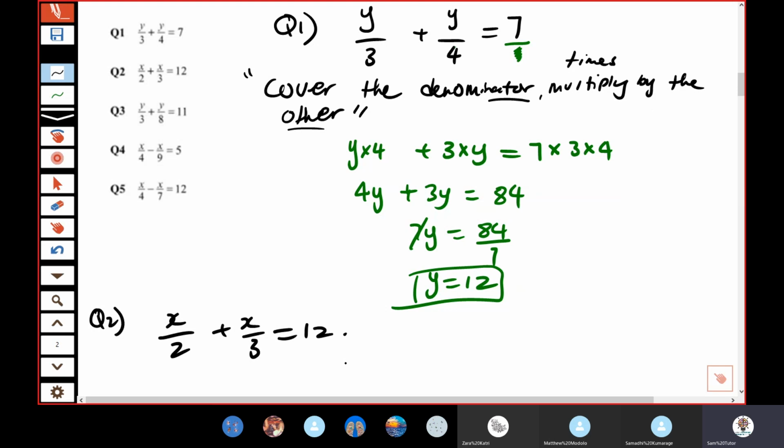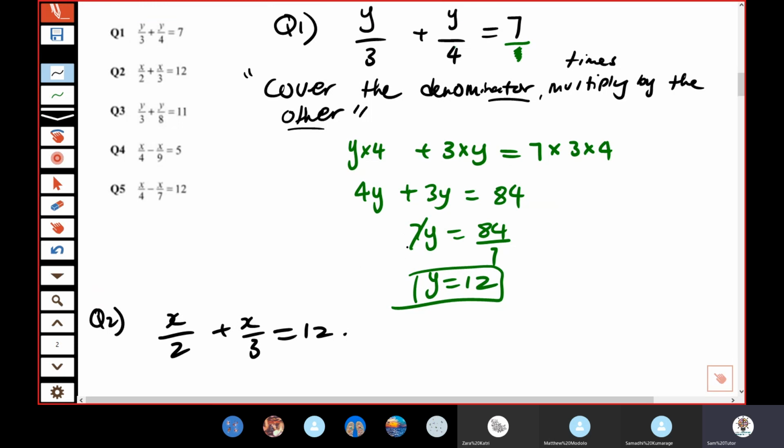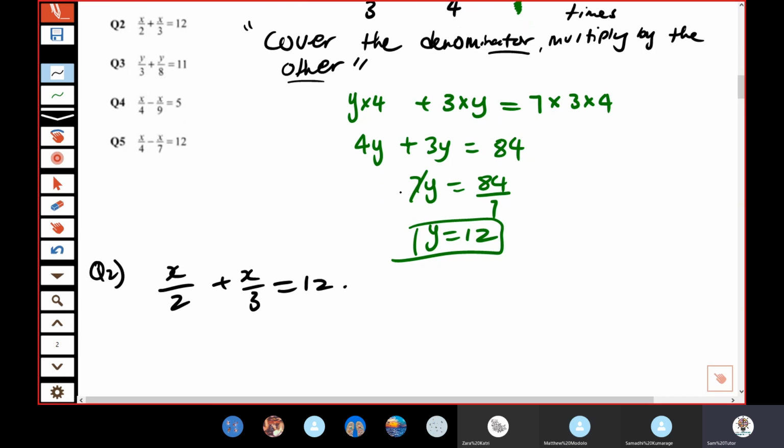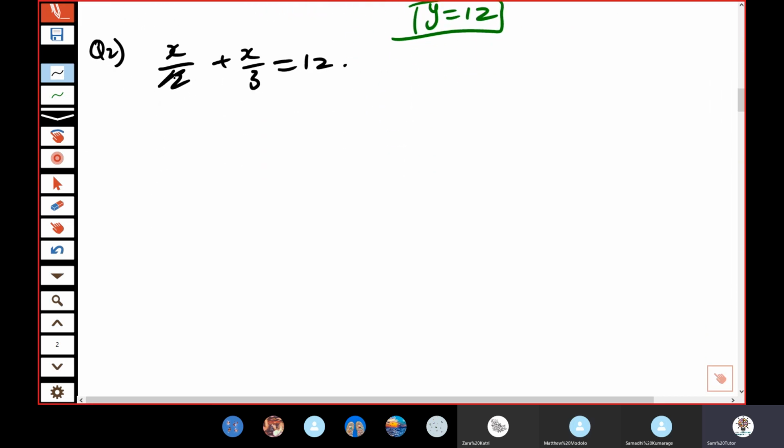Can you see from the screen? Yeah. Okay. Question 2. Are we ready to move on? Matt, did you write it down? Yeah. All right, let's try question 2. So Matt, cover the denominator, multiply by the other. So what are you going to times this one by?